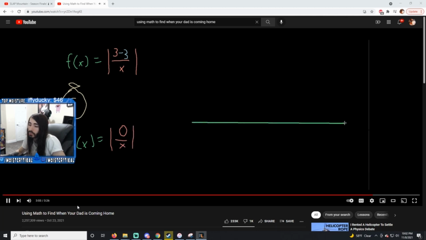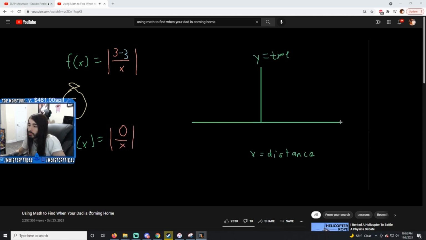Let's say you won the lottery. Your dad, hearing of this news, would spend that $3 on something else, knowing that he will be able to get a lot more than $3 from you once he gets home. That changes the equation to f of x equals the absolute value of 0 over x. And if we draw this graph, you can see the estimated time of arrival of your dad is always 0 no matter where he is.